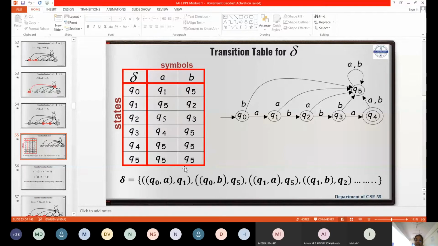So here, the transition function says about step-by-step transitions. Since my initial state is Q naught, my travel started from Q naught. When I apply A, where will it go? When I apply B, where will it go? Like that, one by one I have seen. Only one input at a time I have given.